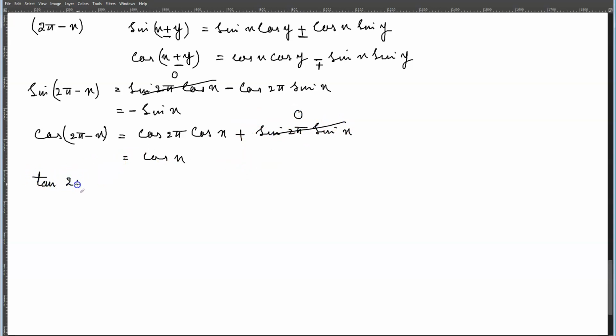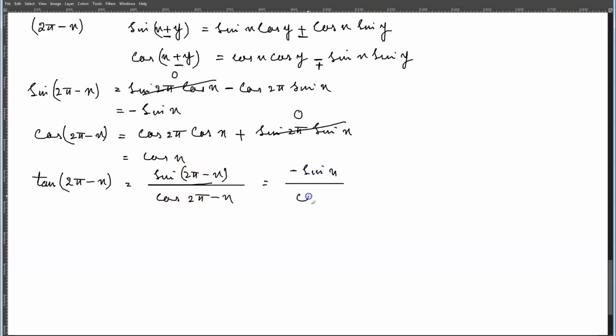What is the tan of 2 pi minus x? The tan of 2 pi minus x is equal to the sine of 2 pi minus x over the cos of 2 pi minus x. Sine of 2 pi minus x is equal to negative sine x, and cos of 2 pi minus x is equal to cos x, so that's negative tan x.